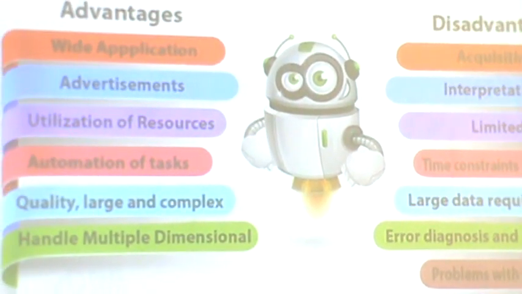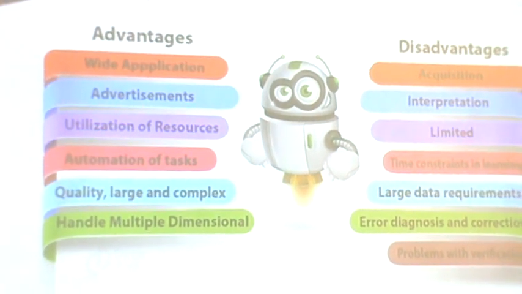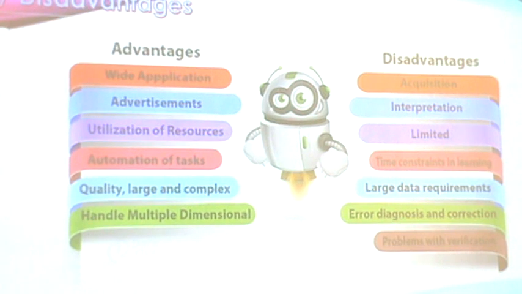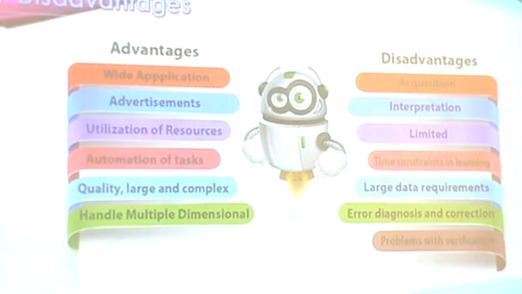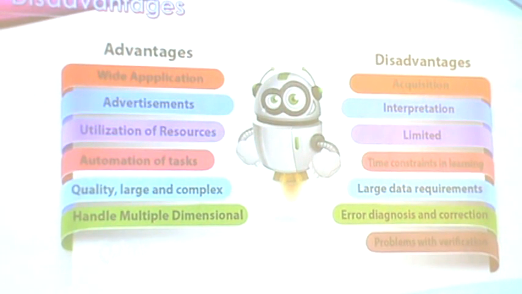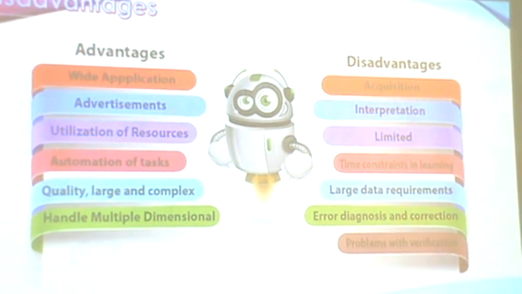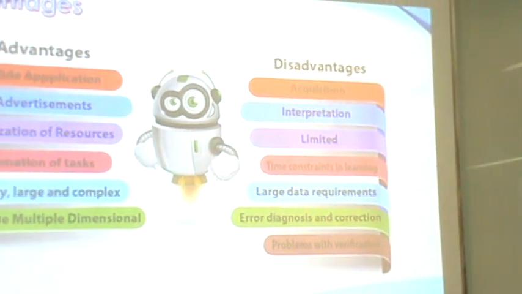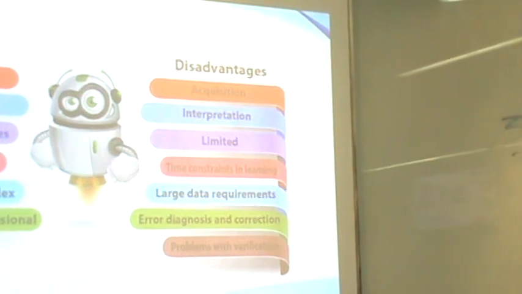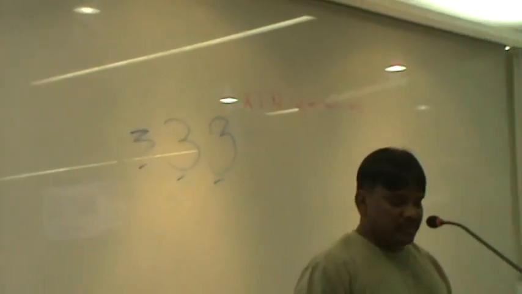So by this, the fraud will be detected and it will be stopped. For that, machine learning has been used in the PayPal system as well. Apart from that, an advantage of machine learning is that it can be used in wide applications. For many applications in industries, the machine learning concept has been used, and also for advertisement, like automatically making advertisements and sending them.